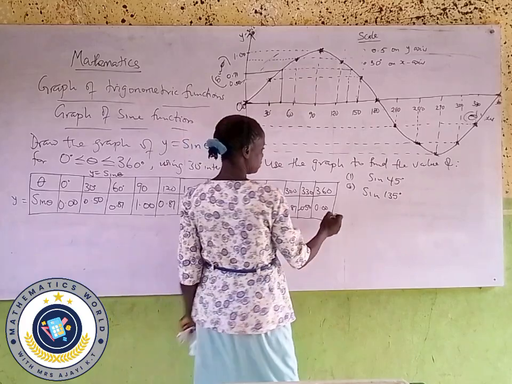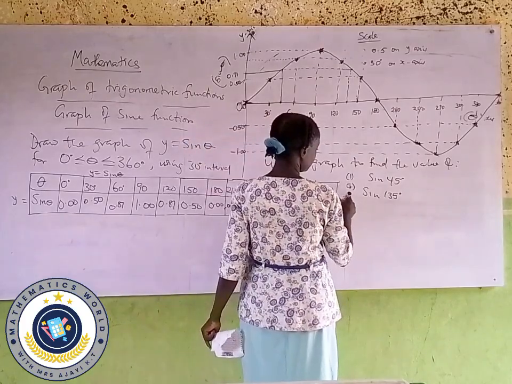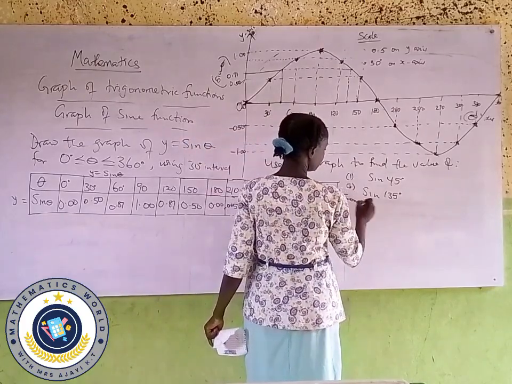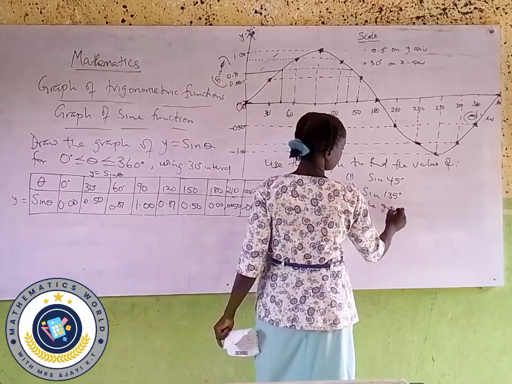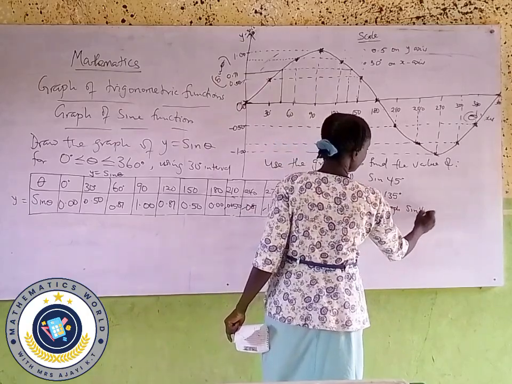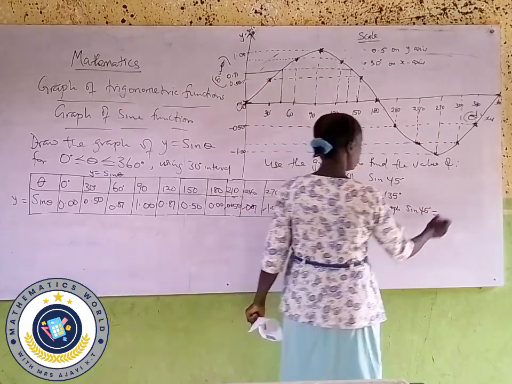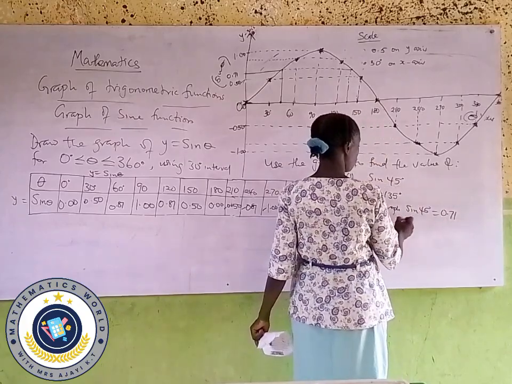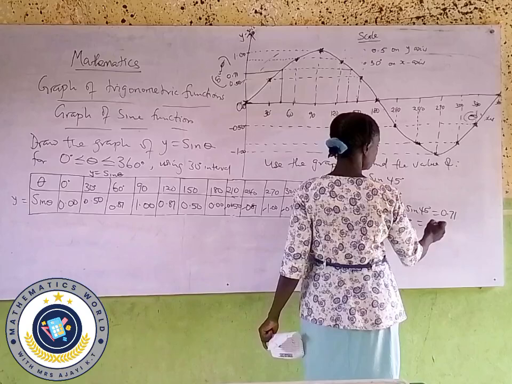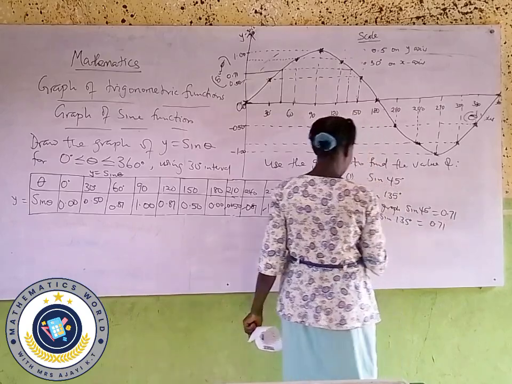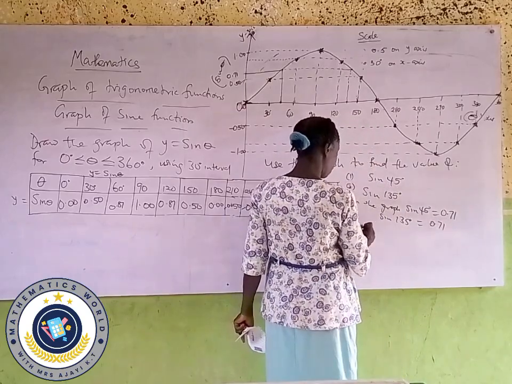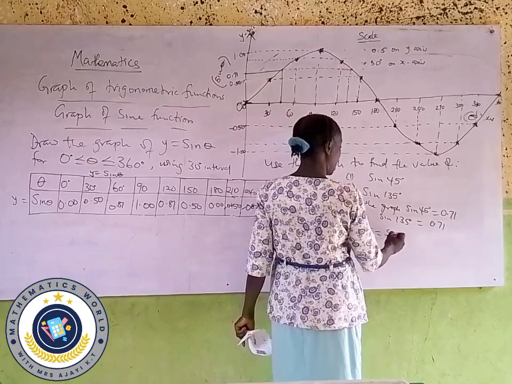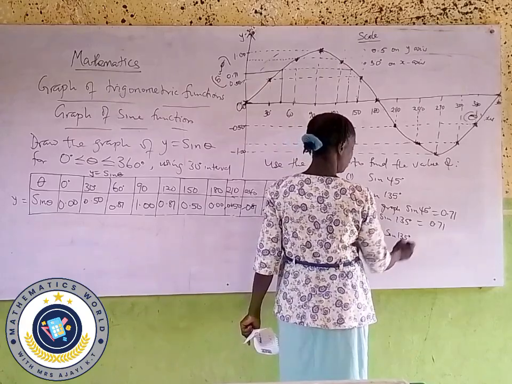This tells us that from the graph, sin 45 degree is equal to 0.71, and sin 135 is equal to 0.71 also. This tells us that sin 45 is equal to sin 135 degree.